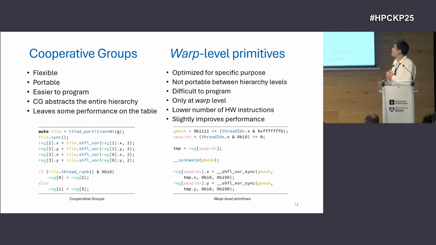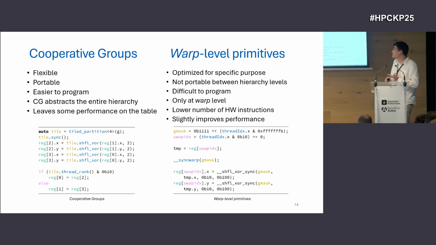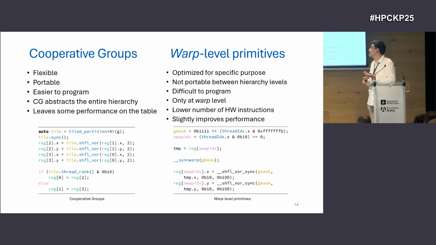Well, cooperative groups, it's pretty wonderful. It's flexible, it's portable, it's really easy to program, and it abstracts the entire hierarchy. What more could we want? But the problem we saw is that it leaves some performance on the table. So we could optimize more.